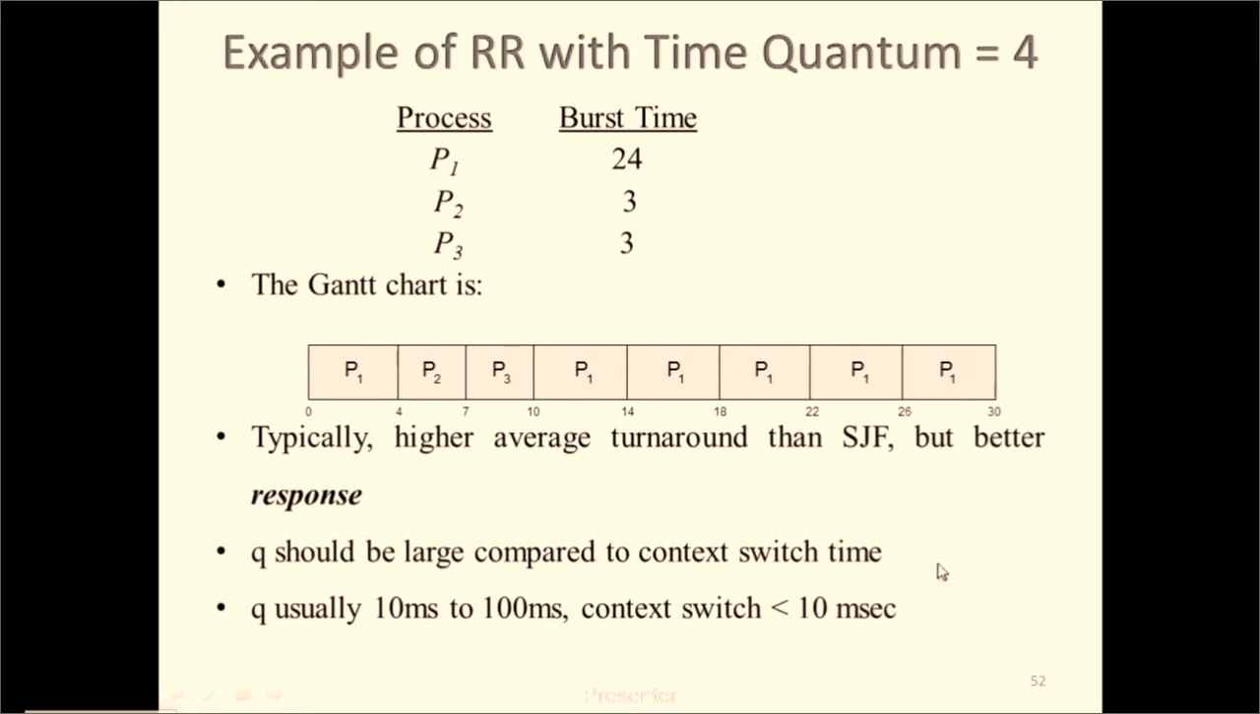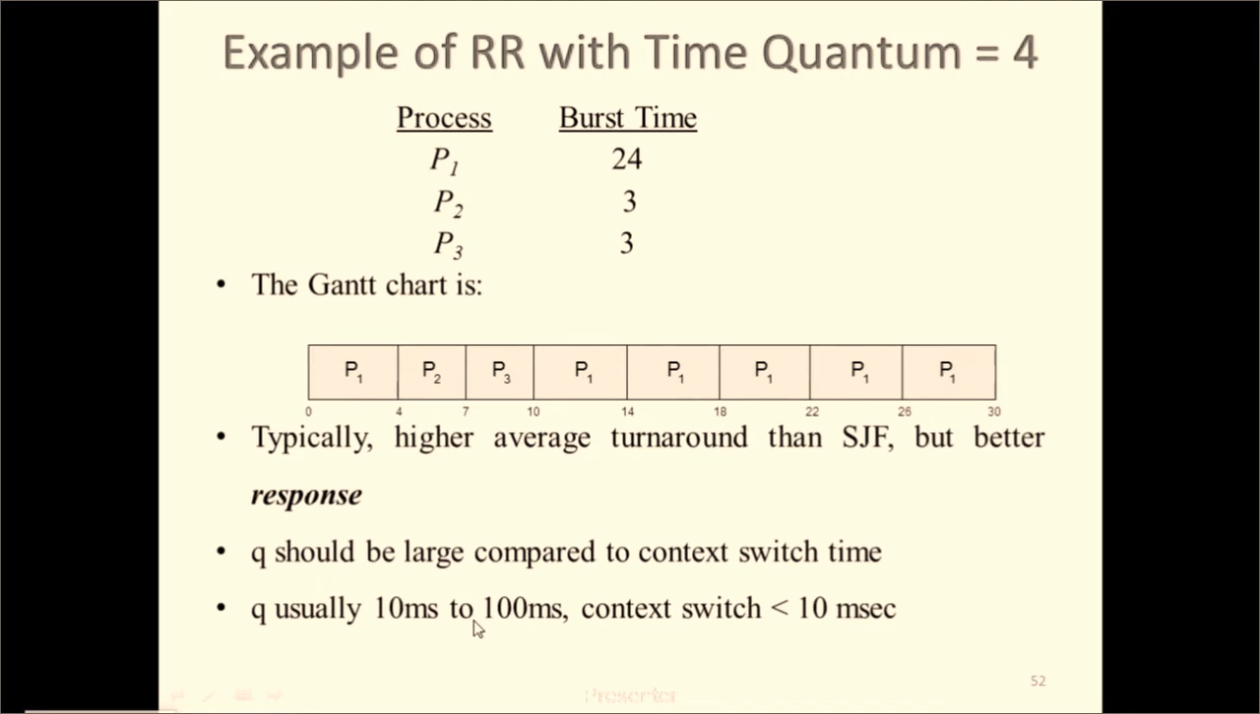Q should be large compared to context switch time. We recall the context switch time we discussed at the beginning of the chapter. One process is taken out from running, pushed into the ready, another process is loaded onto the CPU from ready to running. So the context of one process is saved, another process is loaded. That is called the context switch time. And this context switch time usually should be less than the time quantum.